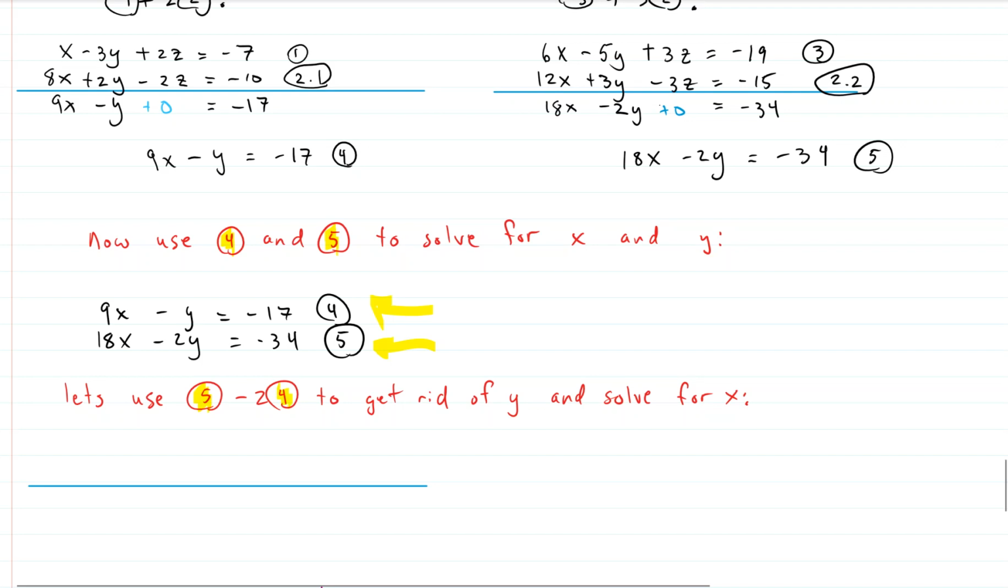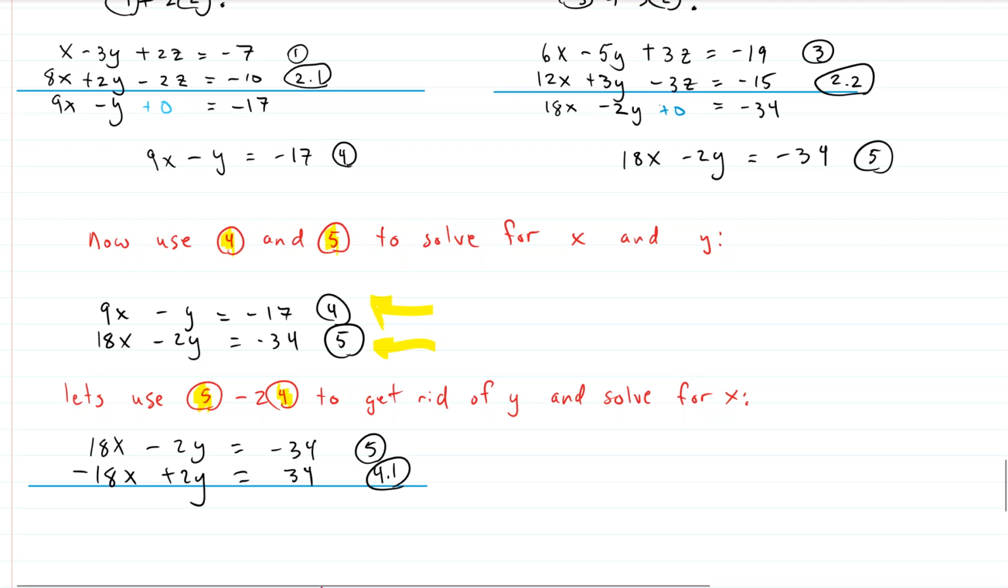So equation number 5 is 18x minus 2y equals negative 34. That is equation 5. Now let's take negative 2 times equation 4, gives us negative 18x positive 2y, because negative 2 times negative y gives us positive 2y. And negative 2 times negative 17 is positive 34. And this is 4.1, equation 4.1.